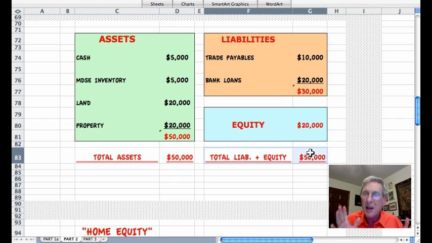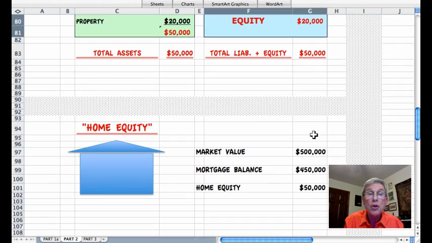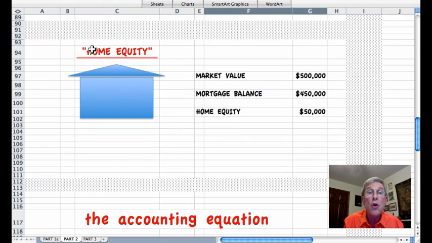You have a balance sheet, which becomes a very useful statement to show the financial position or condition of a company. Now let's look a little bit more at the word equity and what it means. It means the value of your ownership of the business. We use this term in connection with home equity.